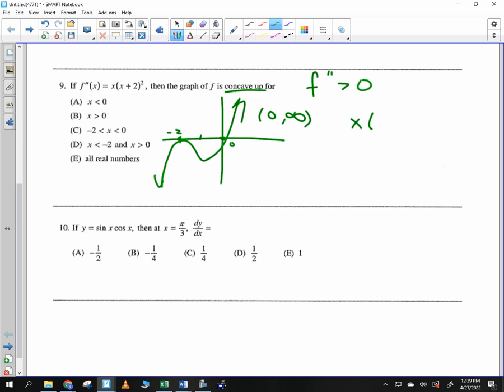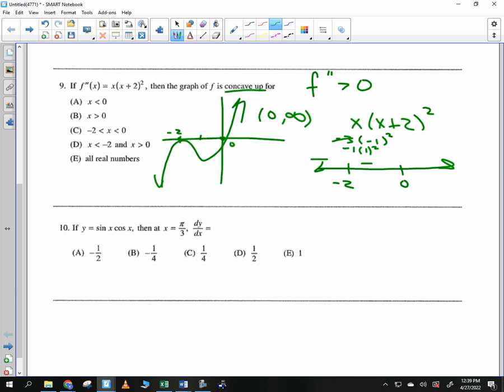Now, here's the other way to do the problem. You have x times (x plus 2) quantity squared. I told you you could test points, so -2 and 0. So try -3. -3 times (-1) squared. Is that going to be positive or negative? Negative. I'll try a number between -2 and 0. I'll try -1. You get -1 times 1 squared. Is that going to be positive or negative?